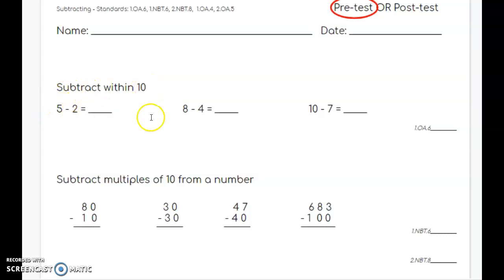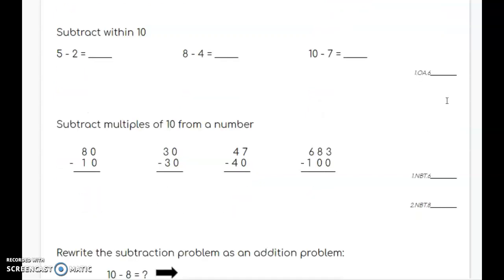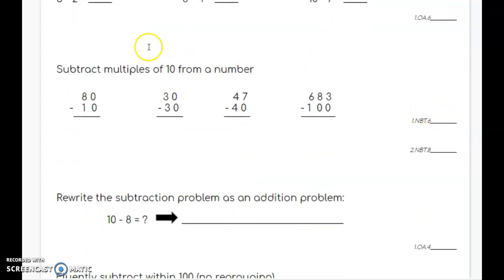Go ahead and look at those numbers and then subtract and write the answer on the line. Pause to put your answers on the line before going to the next section. Our next section says subtract multiples of 10 from a number. The first 3 are first grade, so we're going to subtract 10s from those numbers. The fourth one is a second grade challenge question.